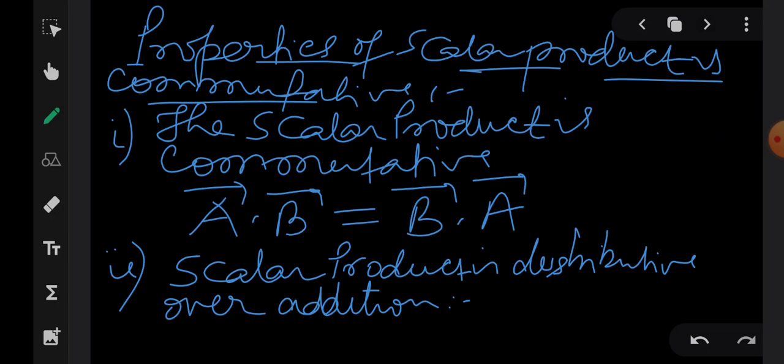Now some properties of scalar products. A scalar product is commutative, that is a dot b is equal to b dot a. A dot b is also ab cos theta, b dot a is ba cos theta, both are same, there is no difference. A scalar product is distributive over addition.